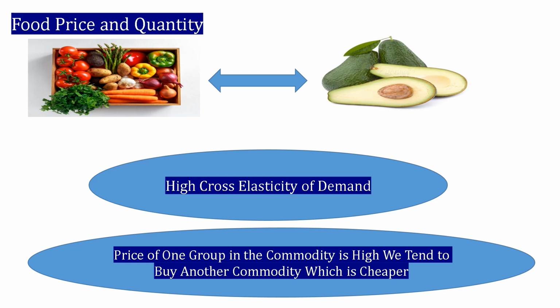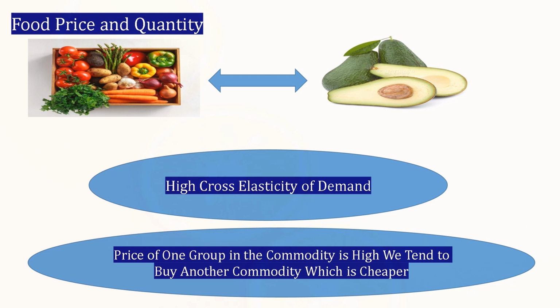If the price of one commodity in a group is high, we tend to buy another commodity which gives us the same service and utility and is available at a cheaper price. For example, fruits and vegetables give us minerals and vitamins. So, instead of buying the exotic and expensive variety, we can buy seasonal fruits and vegetables which are cheaper. Now, this phenomenon is called high cross elasticity of demand.